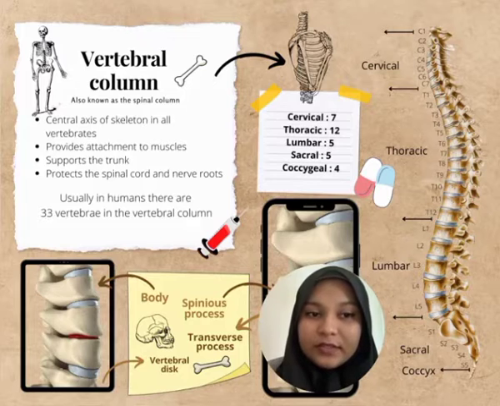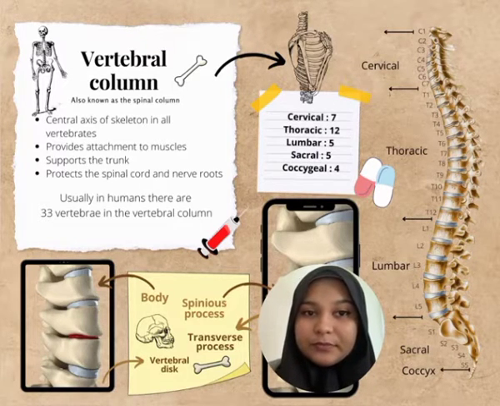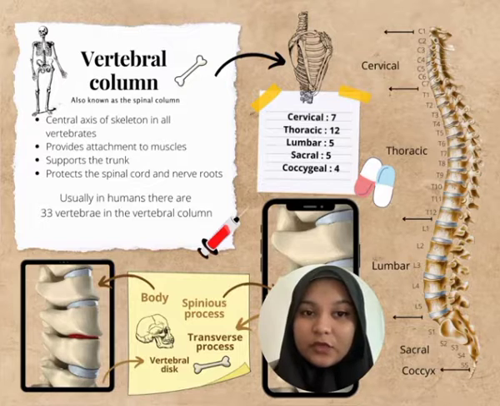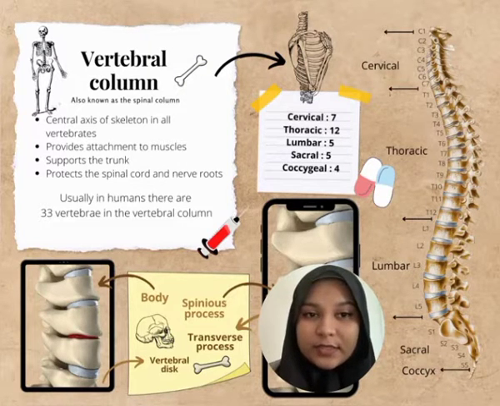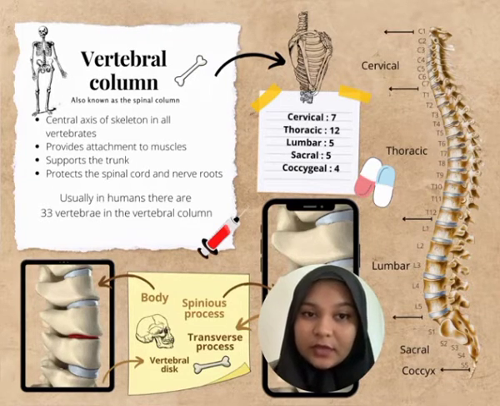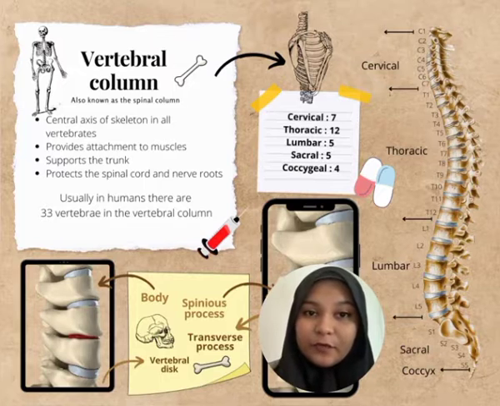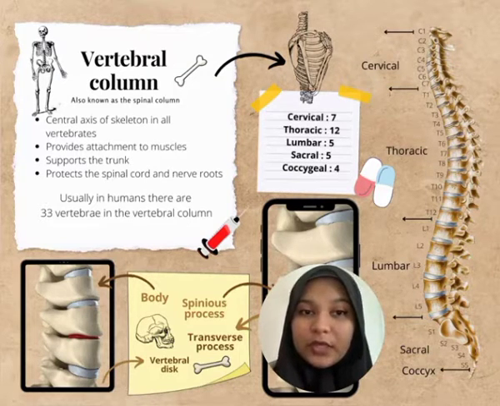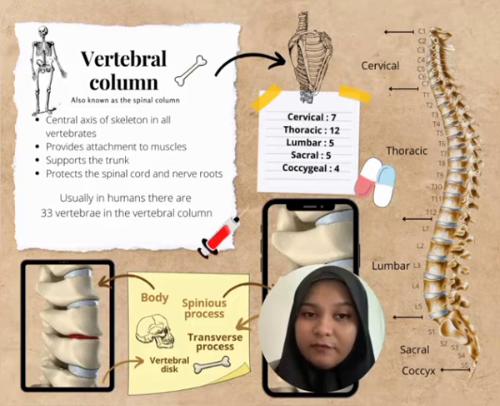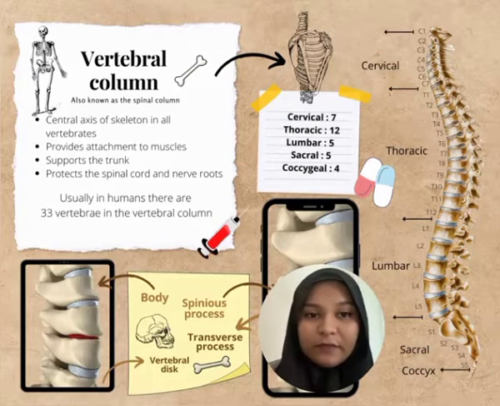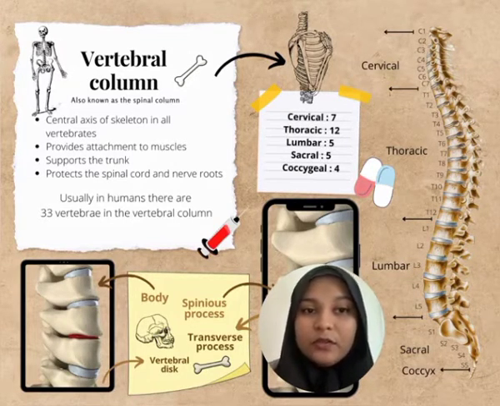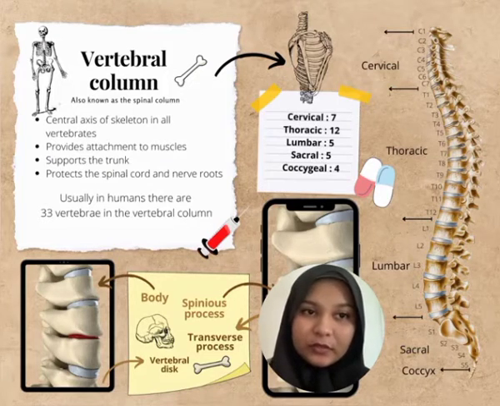Usually in humans, there are 33 vertebrae in the vertebral column, which is divided into 5 parts: the cervical, thoracic, lumbar, sacral, and coccygeal. In cervical vertebrae, there are 7 plates. The thoracic vertebrae contain 12 plates, often labeled from T1 until T12. The lumbar vertebrae consist of 5 plates, the sacral 5 plates as well, and the coccygeal contains 4 plates.